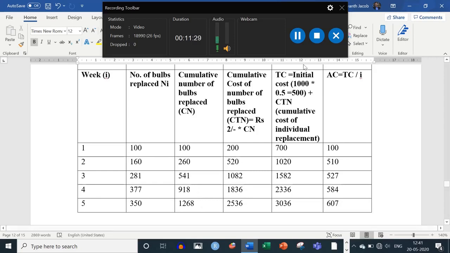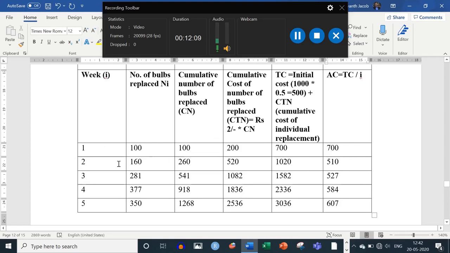Now this is the total cost, which is 1000 bulbs bought at 50 paise per bulb. That's 500 rupees. So that 500 plus this 200 is 700. 500 plus 520 is 1020. 500 plus 1082, 1582. 500 plus 1836, 2336. 500 plus 2536, 3036. Now the average cost is the total cost column divided by the week. So this should actually have been 700. This is not 100. So this is 700. 700 divided by 1, 700.